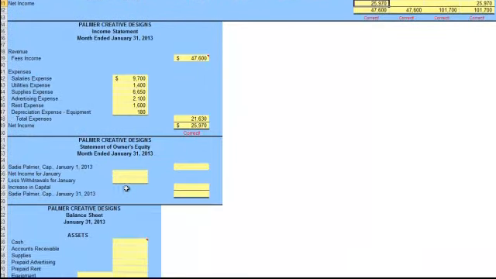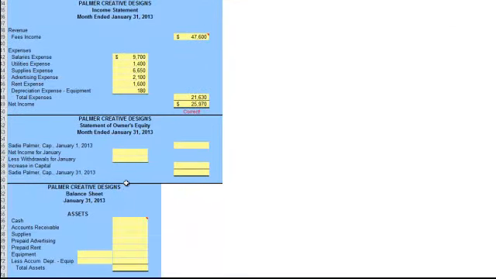I'm going to scroll this up a bit. The statement of owner's equity always starts with the owner's capital account at the beginning of the month. And on the worksheet it says that the owner's capital account is $60,000. So I'll put that in there. There's only two things that affect the owner's equity, for our purposes anyway: whether the business had a net income or a net loss, and whether the owner put any money in the business or took any money out of the business.